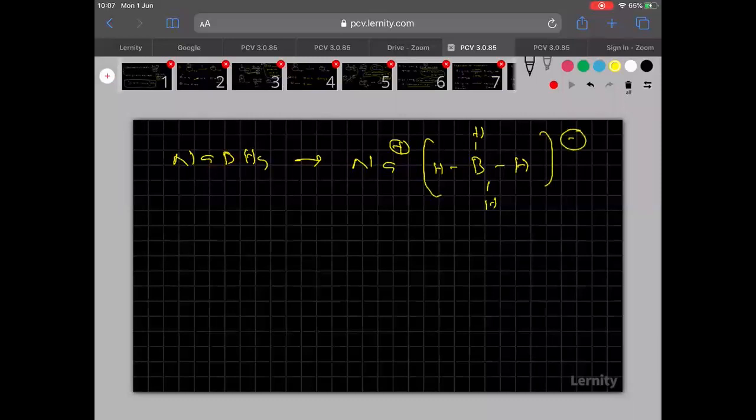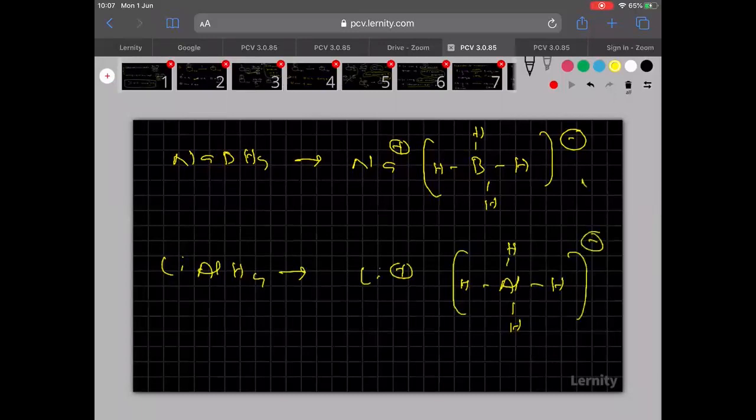Now, see clearly here. Let me take lithium aluminum hydride also. LiAlH4. So, Li+, then here AlH4-. This is lithium aluminum hydride. I think it is clear to everyone. So, here, everyone knows, boron is bonded to hydrogen, and here, aluminum is bonded to hydrogen. And the boron-hydrogen bond is there.